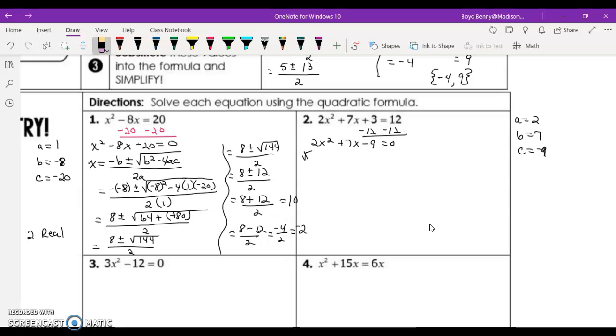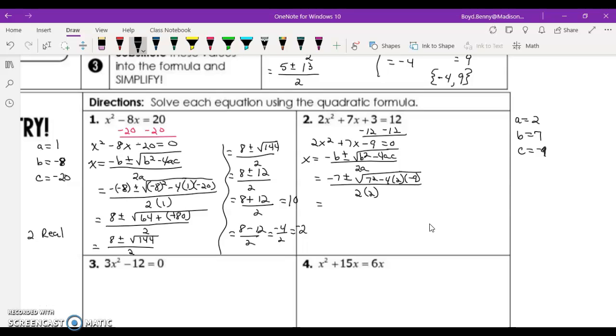Well, that was pretty bad. x equals negative b plus or minus square root b squared minus 4ac all over 2a. Okay, so here we're going to have negative 7 plus or minus square root of 7 squared minus 4 times 2 times negative 9, divided by 2 times 2 this time.